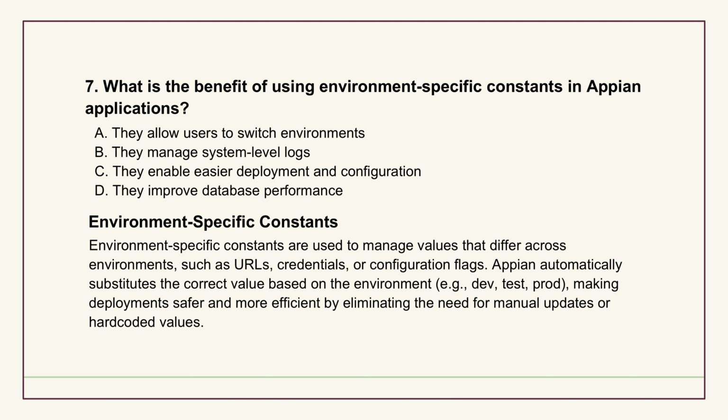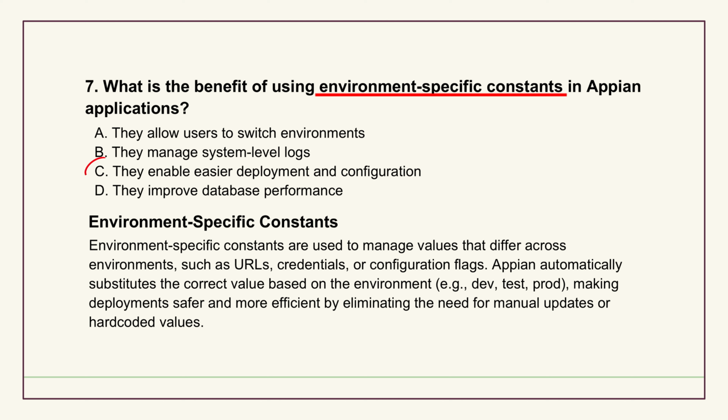Question 7, environment-specific constants. Deployments, a critical topic. The question asks about the benefit, and the answer is C. They enable easier deployment and configuration. Why is this such a big deal? Okay, think about a typical application lifecycle. You have a development environment, a testing or QA environment, maybe UAT, and finally production. Right, different stages. And each of these environments will likely need different configurations.